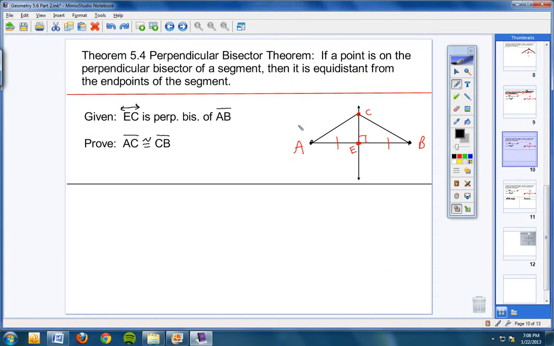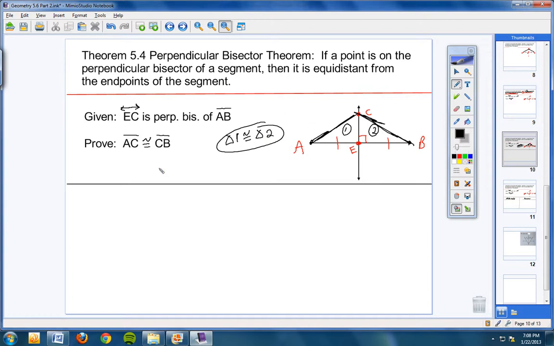So I am trying to prove that AC is congruent to CB. And I think I've got it. Let's call this triangle number 1 and triangle number 2. Here's my plan of attack. If I can prove that triangle number 1 is congruent to triangle number 2, then as soon as I prove that, remember when two triangles are congruent, their corresponding parts are congruent? So if I can somehow prove that triangle 1 is congruent to triangle 2, then I can state that AC is congruent to CB. That's a pretty good plan of attack. Now I think I can see how to do this.